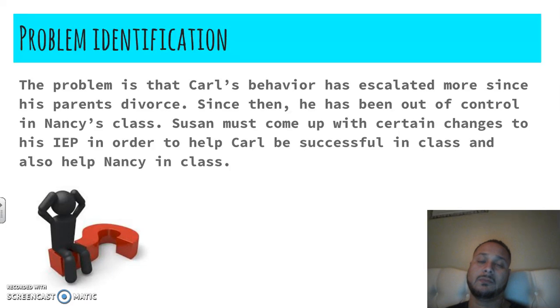We know that they cannot take Carl out of a room. It just cannot happen. They can't just remove him and take him into a pull-out class without an IEP, without a manifestation. If the problems keep escalating, he's throwing stuff at the teacher. I mean, he's being very, very disrespectful. But we cannot just take him out of a room just because the teacher wants him to.